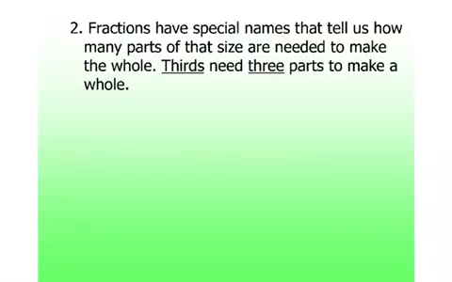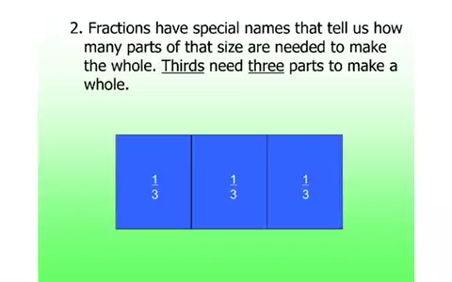Fractions have special names that tell us how many parts of that size are needed to make the whole. Thirds mean 3 parts to make a whole. 1, 2, 3. That makes the whole, right? 1/3 plus 1/3 plus 1/3 equals 3/3, or the whole.